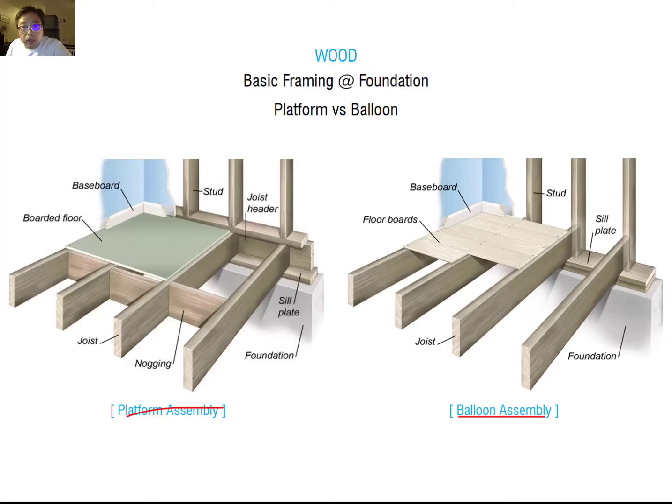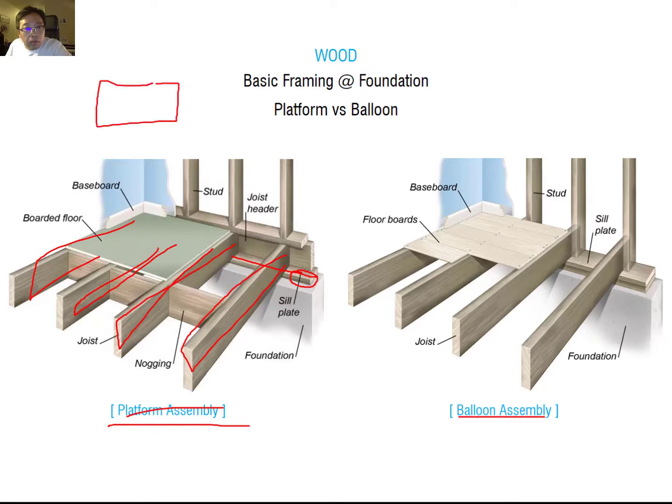So the platform assembly is sitting on the bottom plate. You can see that this is the bottom plate, and then the joist, which is the structure for the slab, sits over the bottom plate here. Okay, so this name comes from each floor level being framed as a separate platform. It means the platform assembly is built floor by floor. It just finishes the first level, the floor framing from the wall and the floor, and then it starts to construct the second level.